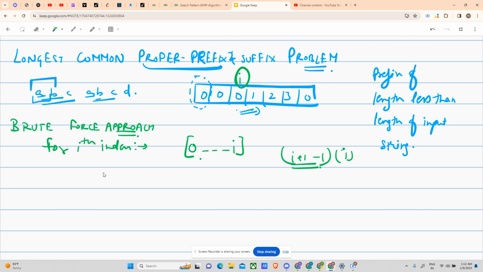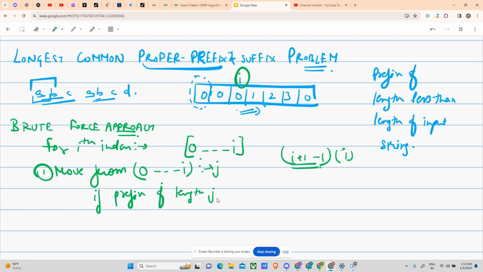So what I'm saying is, for the ith index, move from 0 up till I. Let me name this traversal variable j: first j is 0, then 1, then 2, up till I. What we have to do is, if the prefix of length j is equal to the suffix of length j, then your answer for the subarray is j.